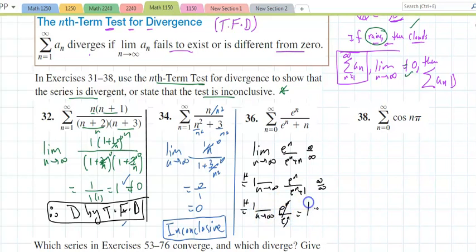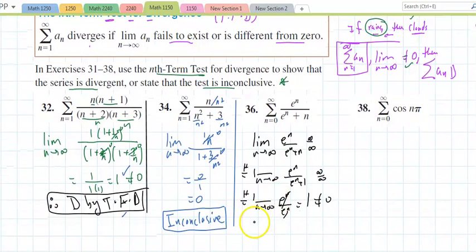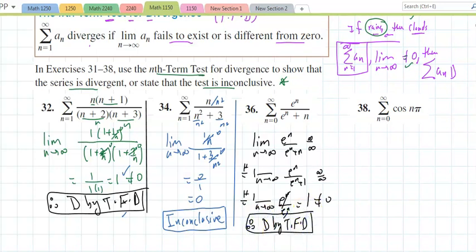Those cancel out. I'm left with 1, which doesn't equal 0. What does that mean? That means this series diverges. That indicates that, therefore, it diverges by test for divergence. You have to always state diverge by what, converge by what.